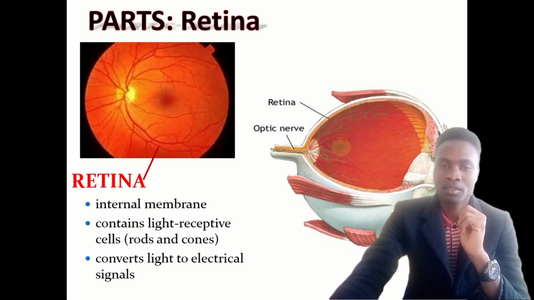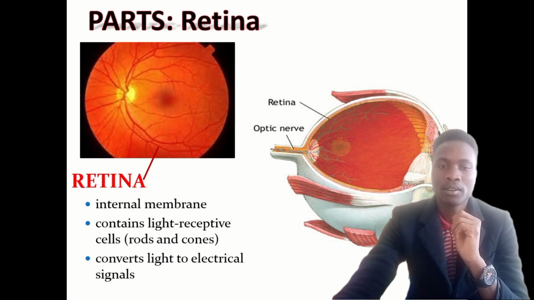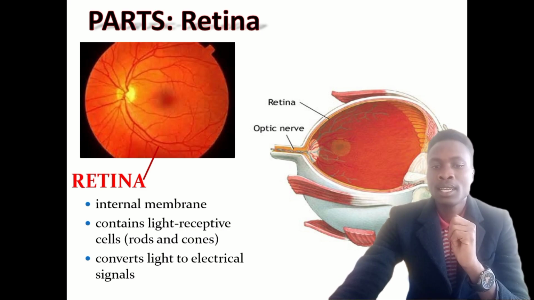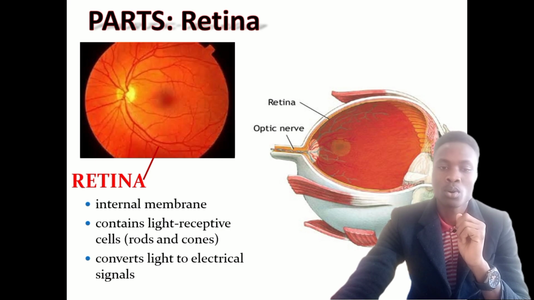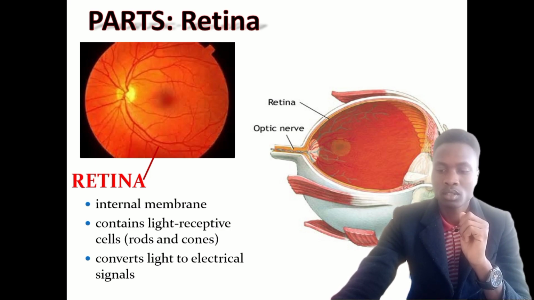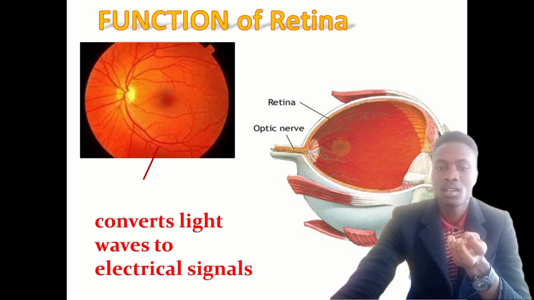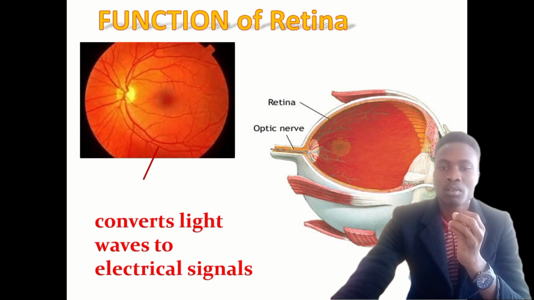Let's look at the other part of an eye, that is retina. Retina is an internal membrane. It contains light receptive cells that are rods and cones. It converts light to electrical signals. That is the function of a retina.